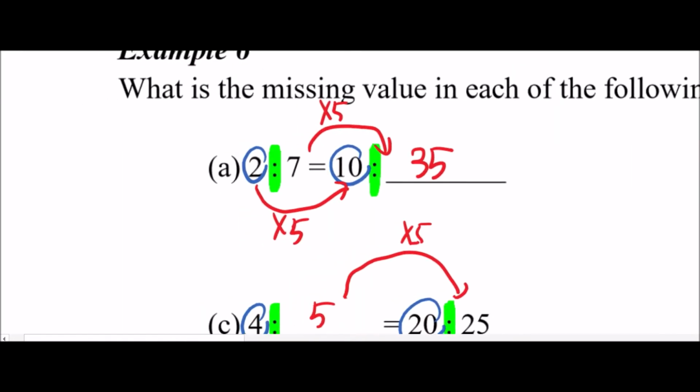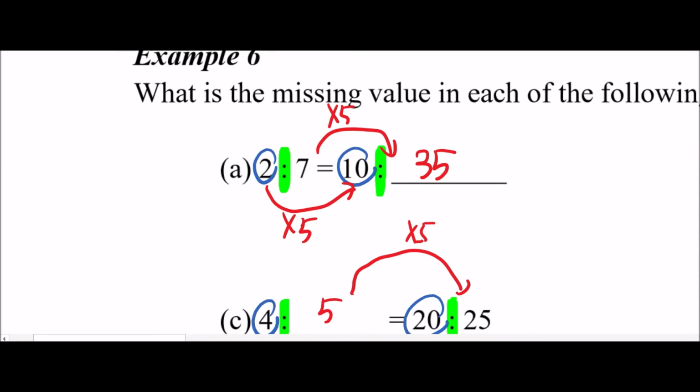Okay, in part A, we have 2 is to 7 is equivalent to 10 is to unknown. Again, I said take note of the position of the colon in the two ratios. If you pay attention, then you know that 2 should be compared to the number 10. I multiplied 2 by 5 to give me 10. So therefore, the unknown, the blank here, should be obtained by multiplying 7 by 5 to give me 35. I hope this is clear.